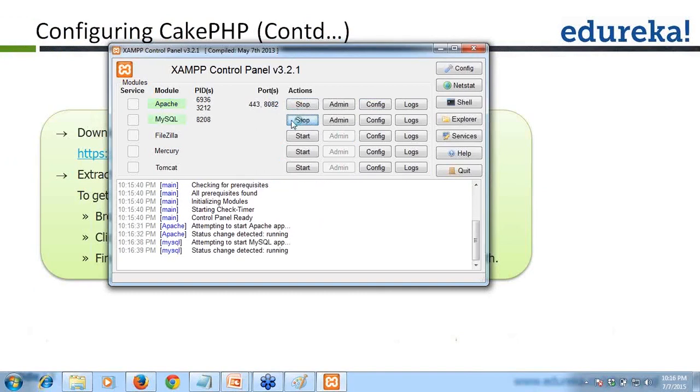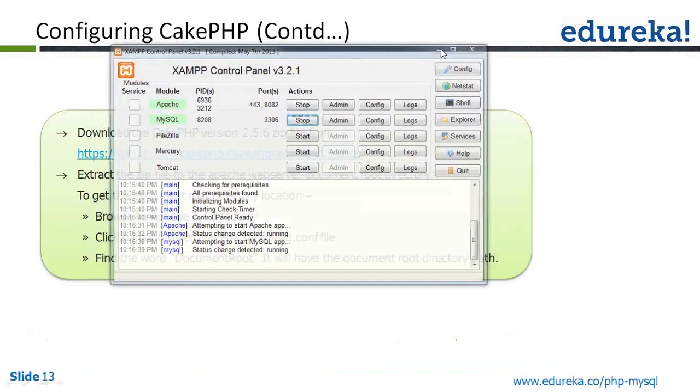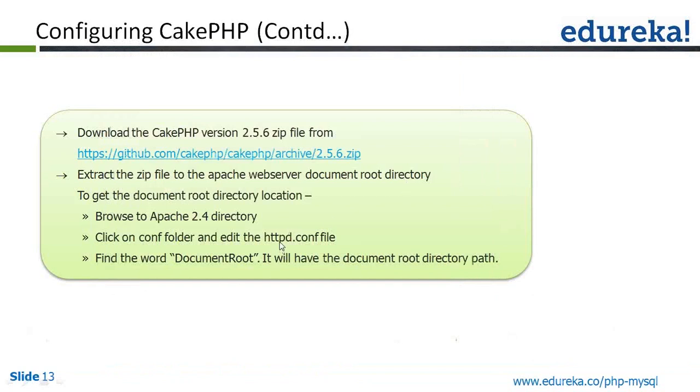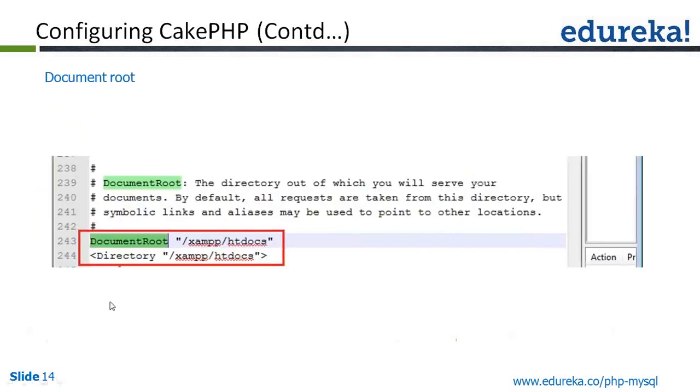And you start your MySQL. I'm starting my MySQL database server. 3306 is the port number. Apache we started. So download this, and that is an httpd.conf file. You search for document root, it will have the document root directory path. So we understood it is c:/xampp/htdocs folder. This is what the presentation shows.